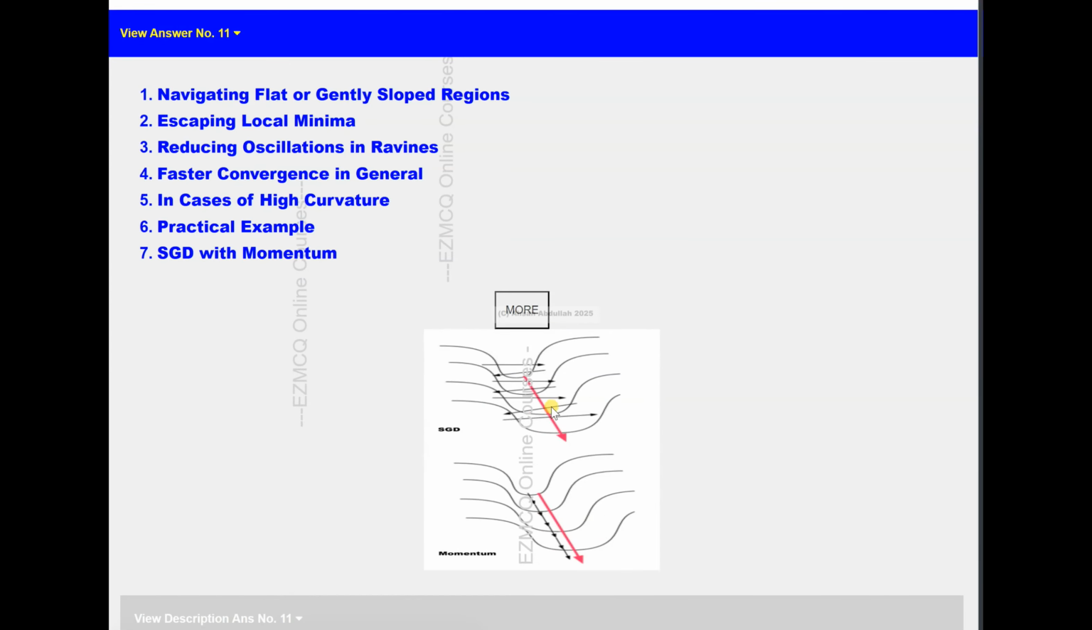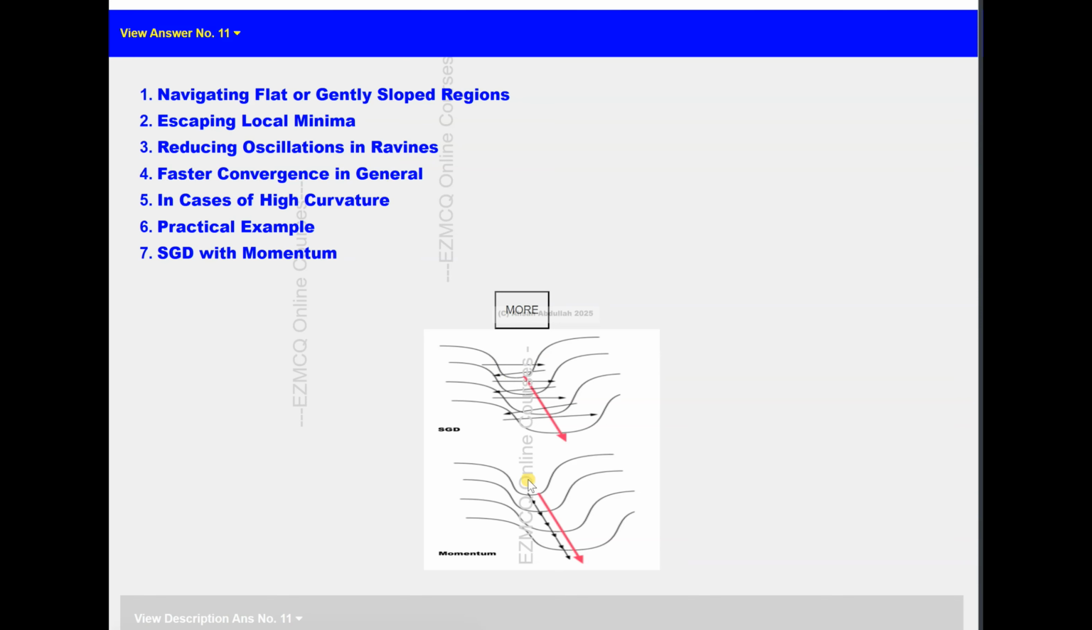So you can see that with stochastic gradient descent, there are a lot of oscillations here, right? And of course that takes more processing power also. But with the use of momentum, as you can see, the direction is the same, but it is smoother, more direct, takes less time and fewer resources. So it escapes the local minima. It gets out of it, reducing the oscillations in ravines.